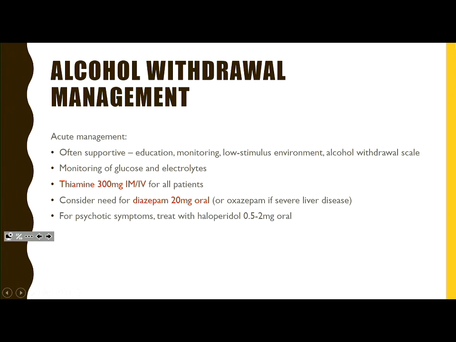And every patient who you have any suspicion about alcohol withdrawal, you want to put an alcohol withdrawal scale on and be doing that regularly while they're in there, which is just monitoring their symptoms so that you can treat them appropriately. And as I said before, consider the need for diazepam if you think there's a risk of delirium tremens. And if they have severe liver disease, which they may well if they're an alcoholic, then you can use oxazepam instead.